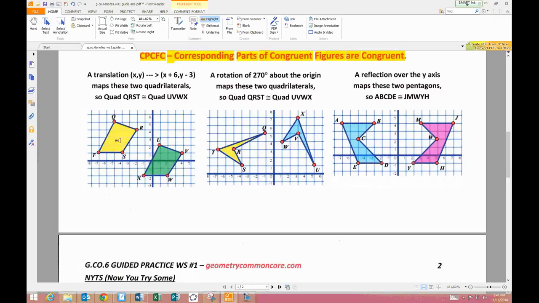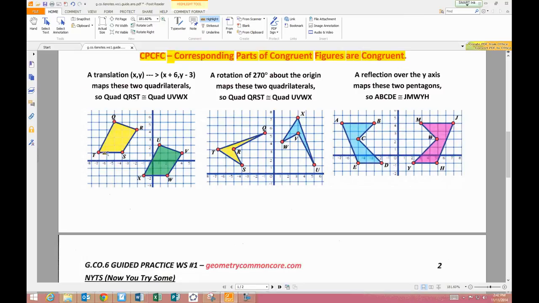So if these 2 quadrilaterals right here are congruent, then I know this angle V right here is congruent to its corresponding angle. Which one corresponds with V? Well, it's R. So I know V and R are congruent. Similarly, I know that segment ST is congruent to segment WX. Okay, so I can now state that WX is congruent to ST. Why? Because of CPCFC. Once we've proven the figures are congruent, then all the corresponding parts are congruent.